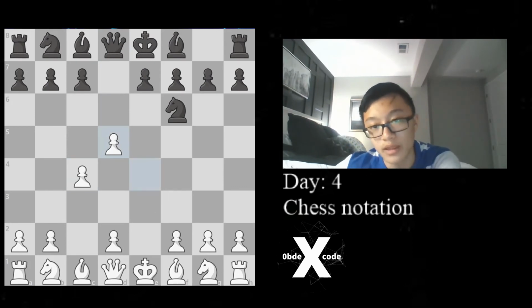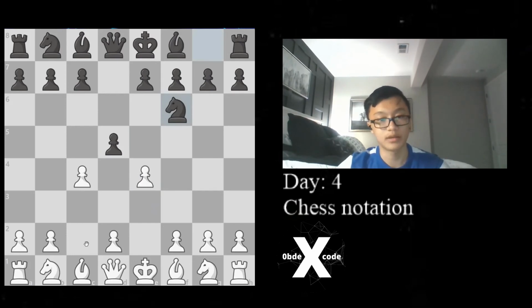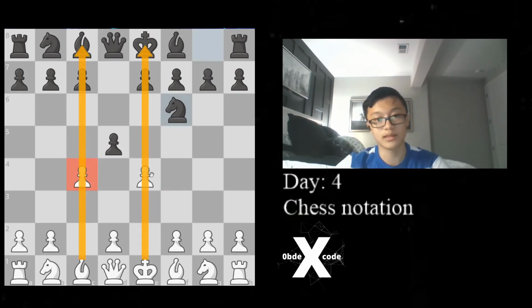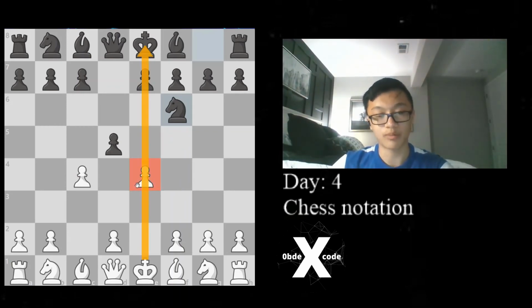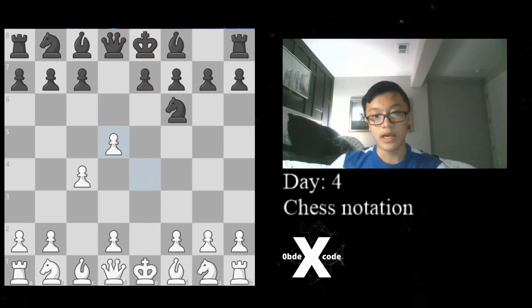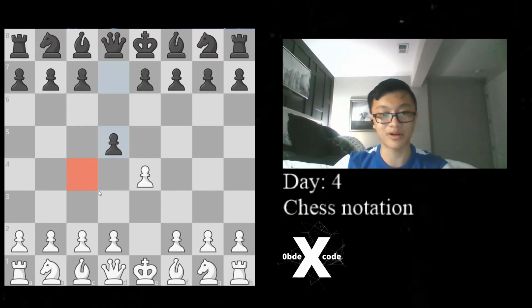Anyways, if we go back, this would be e takes d5, or exd5 in chess notation. The reason why is this is on the C file, right? And this is on the E file. So what we would do is put what file the pawn is on. This is on the E file, so we would put E, and X because it captured on the D5 square. And it doesn't matter if I go back, you still have to do exd5, because it doesn't matter if there's another pawn right here. You still have to do exd5, not just xd5, because that's how chess notation works. So remember, look for the file name. In this case, E, X because it took, and then the square.